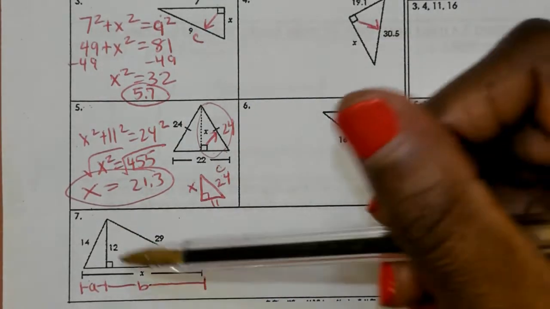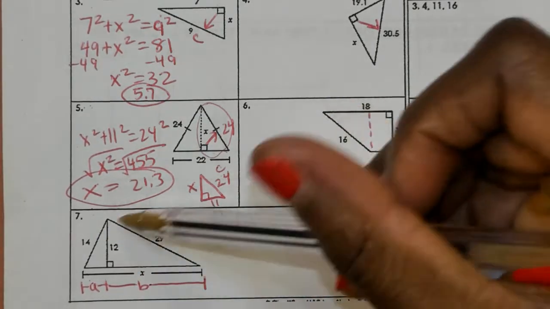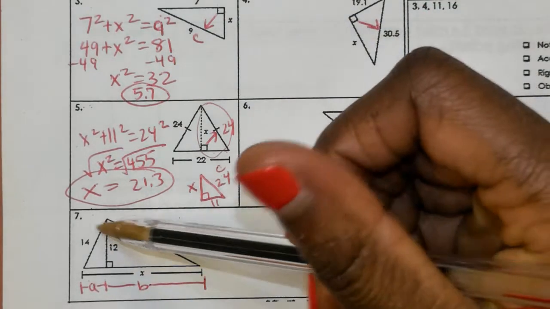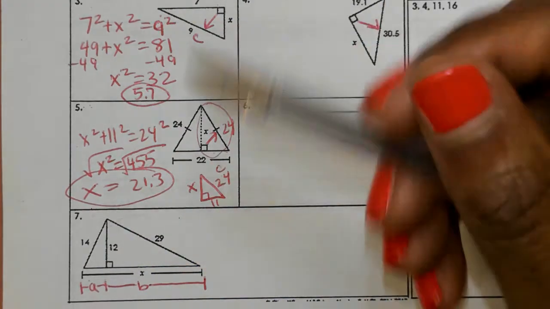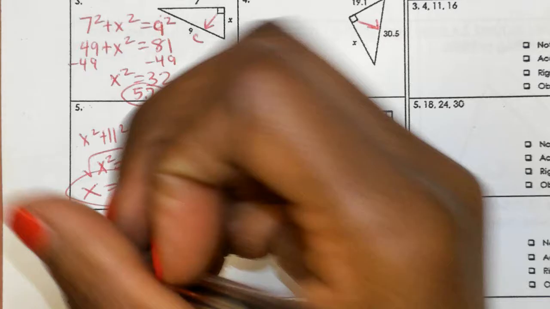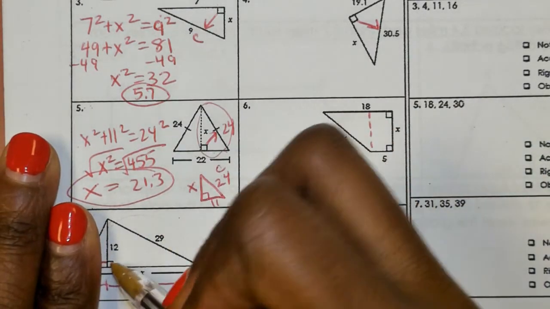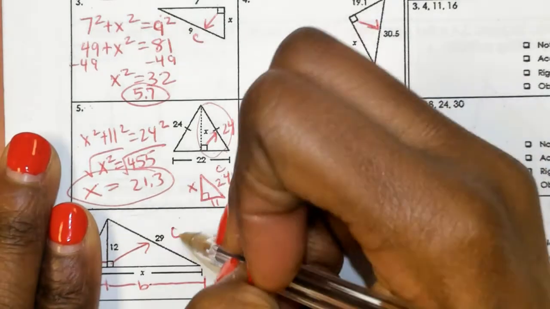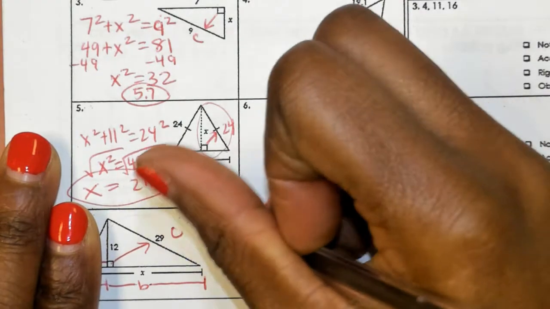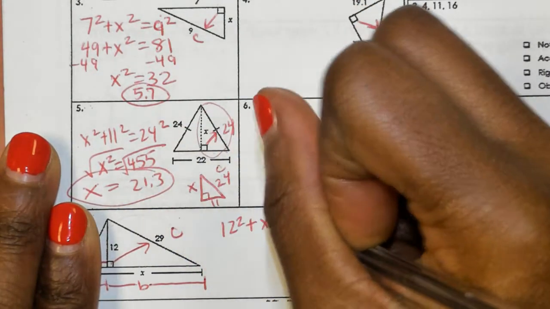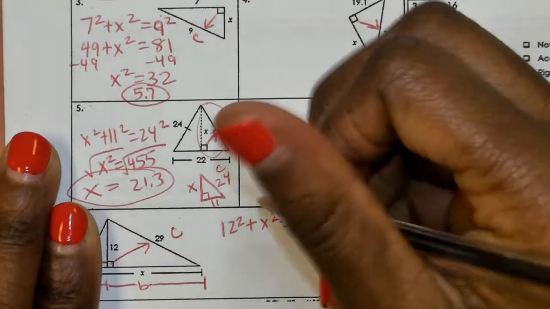So I'm going to have to do the Pythagorean theorem for the triangle on the right here, and I have to do the Pythagorean theorem again for the triangle on the left. In both cases, you want to identify which side is c. In this first triangle, the triangle on the right, this side is c. So my setup would be 12 squared plus x squared equals 29 squared. And I have to solve that.